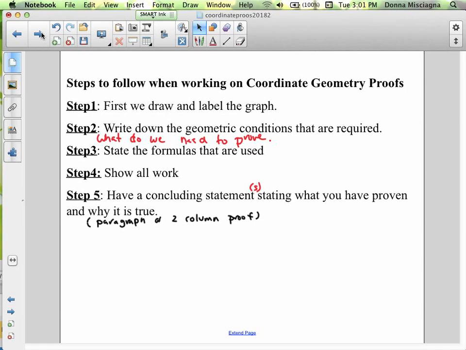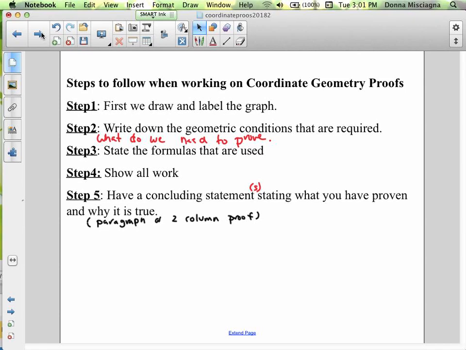It's okay to not show the work on a horizontal or vertical line, but we could still say it's the distance formula, right? Because we could still use the distance formula. It's okay not to show your work on the slope of a horizontal or vertical line, but in essence you were still using the slope formula, you were just doing that in your head. But anything else, you'll show your work. Have a concluding statement showing what you have proved and why it is true.